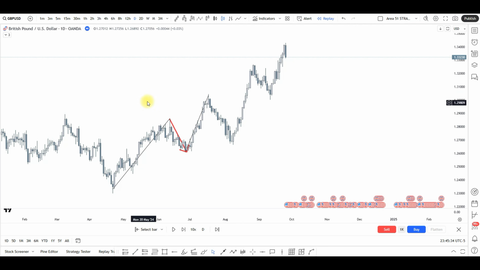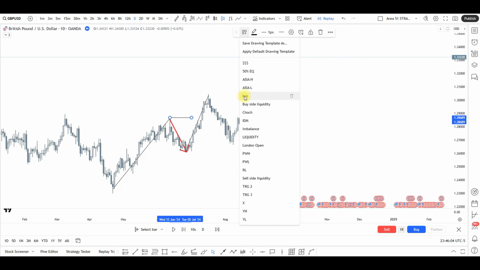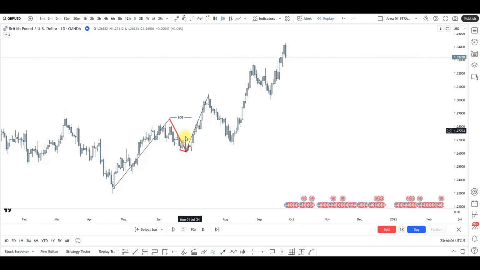So why do we call this an impulsive move? Why do we call this a corrective move? And why do we call this a continuation move? The reason is because this was an uptrend, impulsive, and this was the move to correct the uptrend, and this is the continuation of the uptrend. And the reason we call this a continuation is because we have a break of structure on the higher time frame. Here we have a break of structure. So this becomes a continuation move.